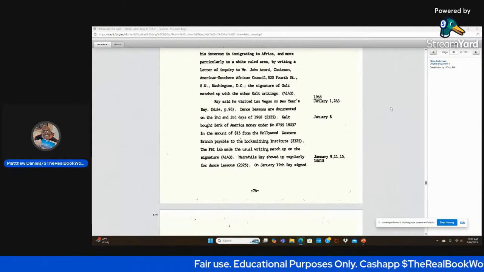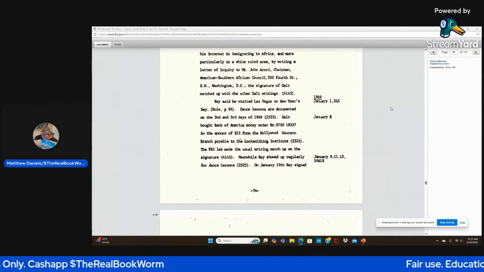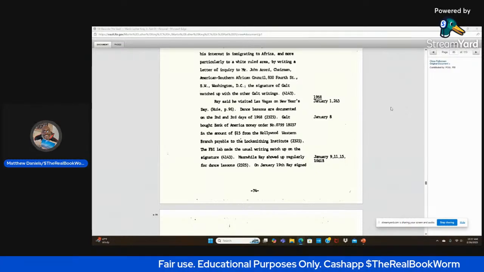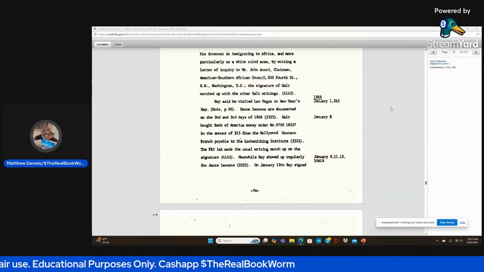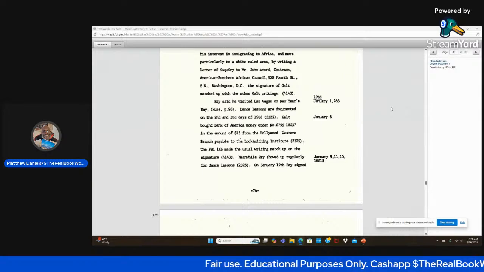Ray said he visited Los Angeles on New Year's Day. Dance lessons are documented on the 2nd and 3rd days of 1968. Galt bought Bank of America money order number 0799-18037 in the amount of $15 from the Hollywood Western branch payable to the Locksmithing Institute. The FBI lab made the usual writing match up on the signature.